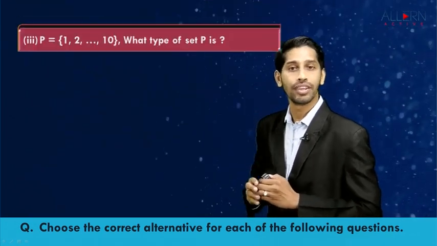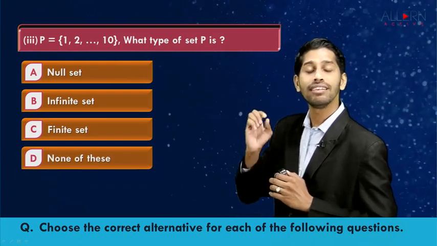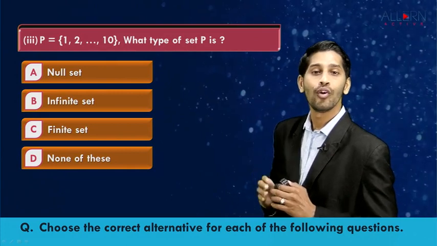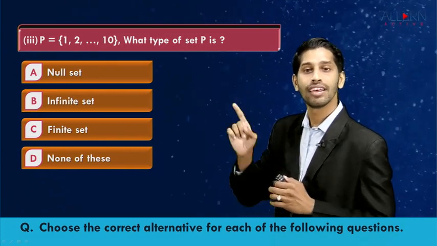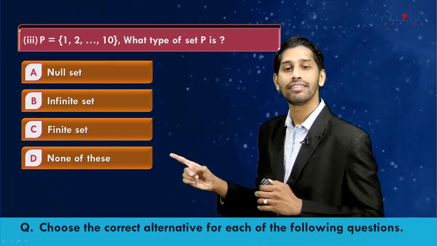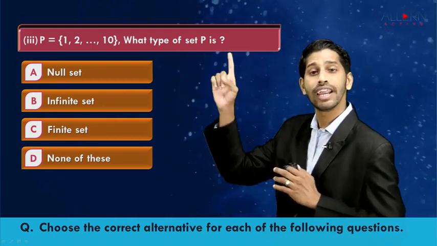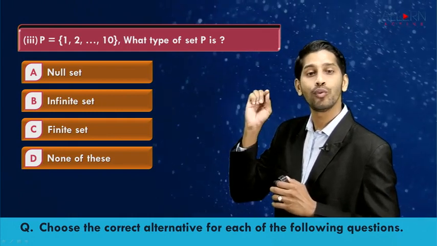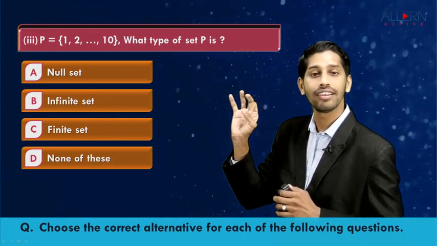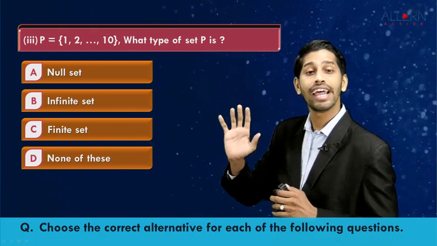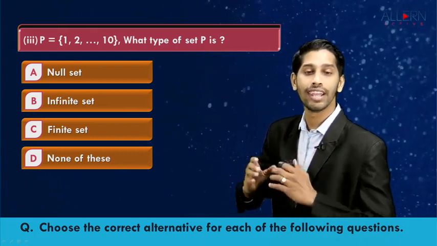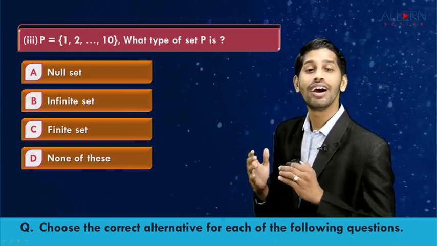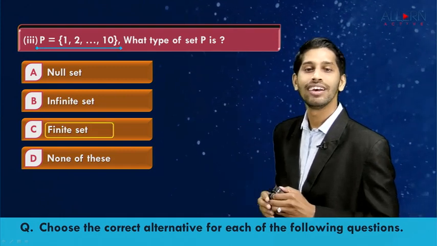Let's take another MCQ. It says that P = {1, 2, and so on till 10}. What type of set is P? Null set, infinite set, finite set, none of these. Now if you observe this set, it is given in roster form. If we count the number of elements from 1 to 10, it is 1, 2, 3, 4, 5, 6, 7, 8, 9, 10. That means we can easily count that there are 10 elements. And if the counting ends, it has to be a finite set, option number C.